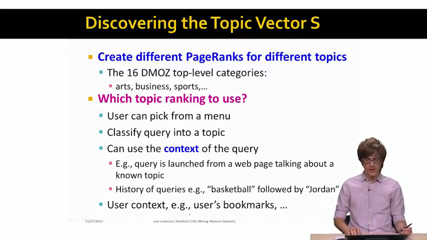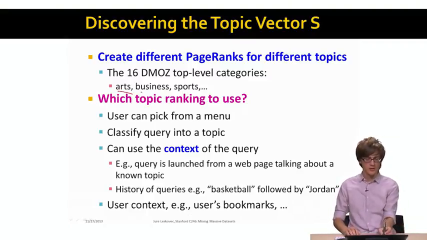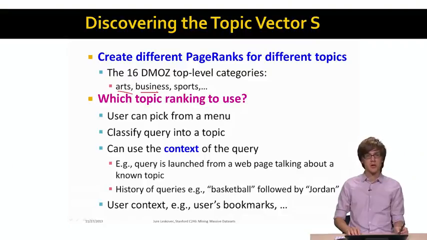So the idea would now be the following: for every web page on the web, we have a number of different PageRank scores, one with respect to each given topic. So for every page, we would know what its quality is with respect to arts, what its quality is with respect to business, and so on.